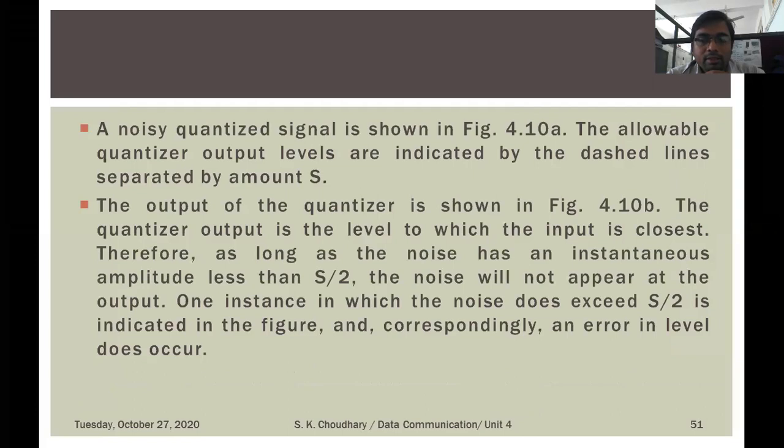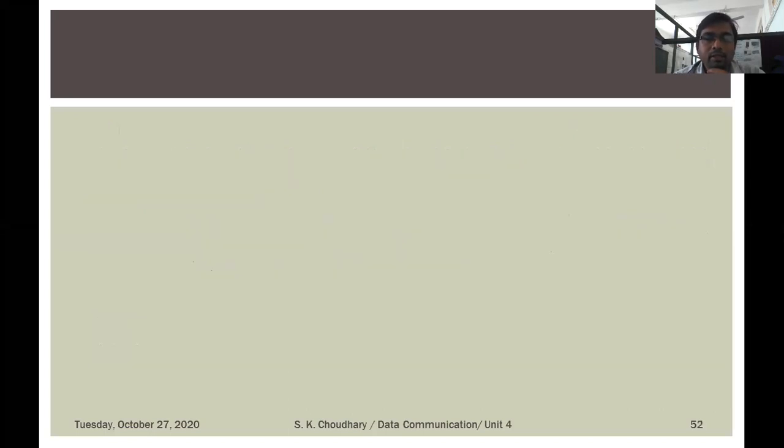So this is all about PWM, PPM, and the quantization of signals. There is certain mathematical interpretation of how to evaluate the quantization errors, but this is out of the scope of this particular unit. So next we will learn about pulse code modulation.